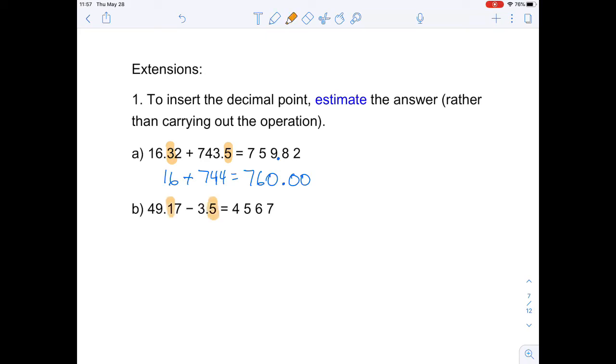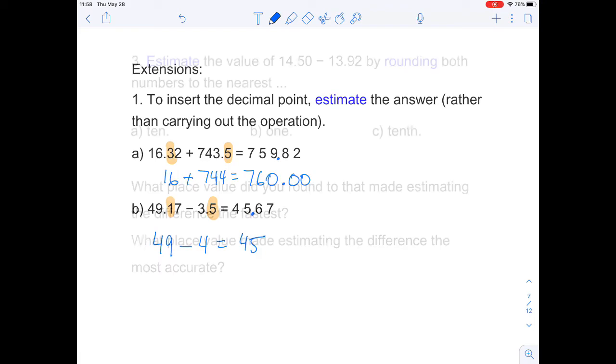49.17, we are going to let that rest at 49 minus 3.5. I'm going to raise the score to 4. 49 minus 4 makes 45. So the most reasonable place to put the decimal would be right there.